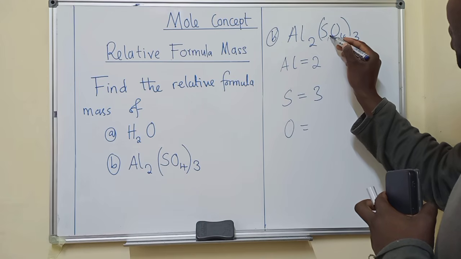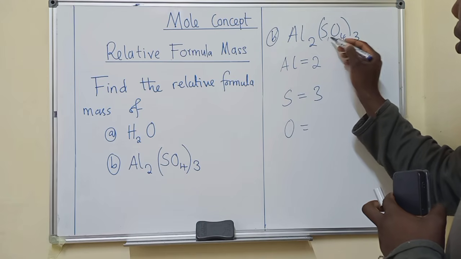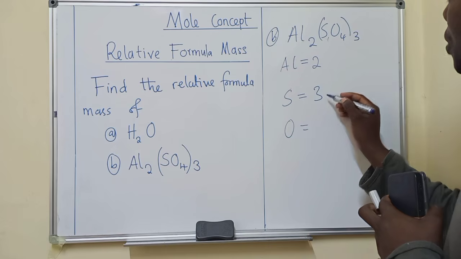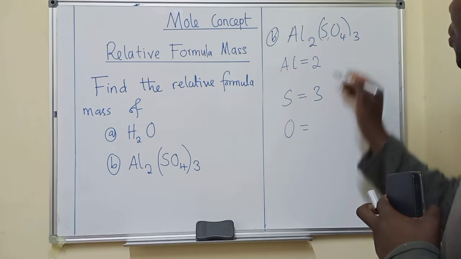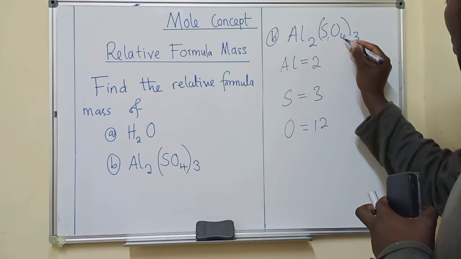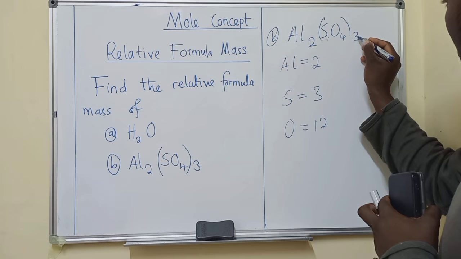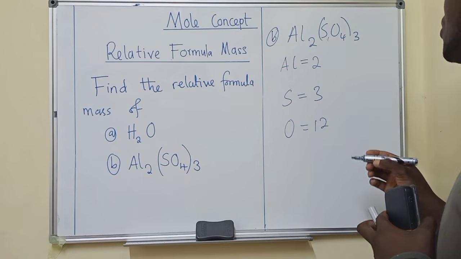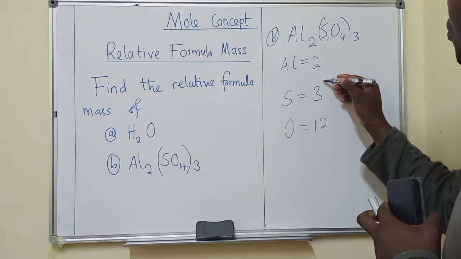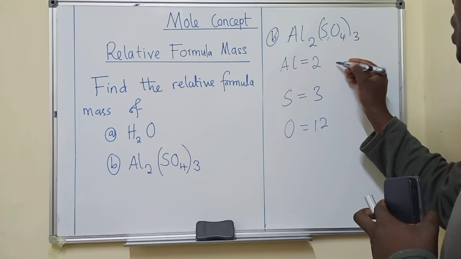So you get this 1, since we've brackets here, you get the 1 times the 3. We're getting a 3. We go to oxygen. Oxygen is 12. There is a 4 here, 4 times the number that is outside, which is a 3, is a 12. So these are numbers of atoms that are involved here.